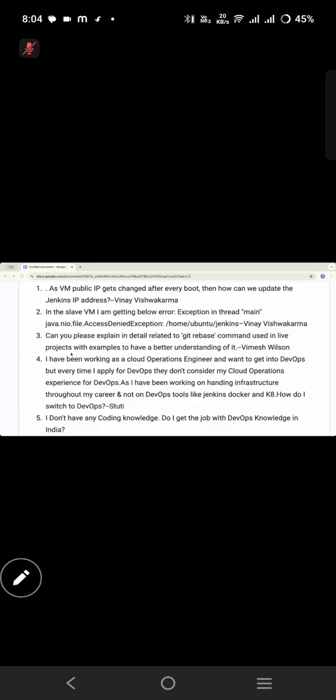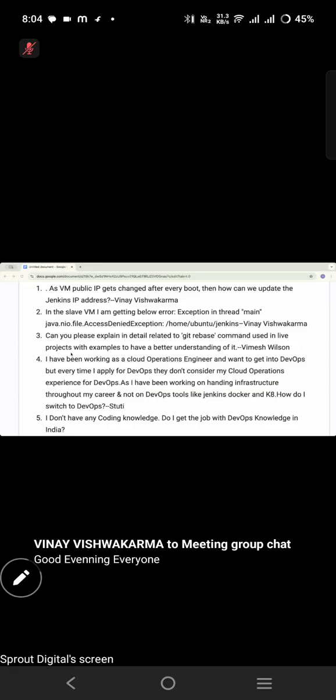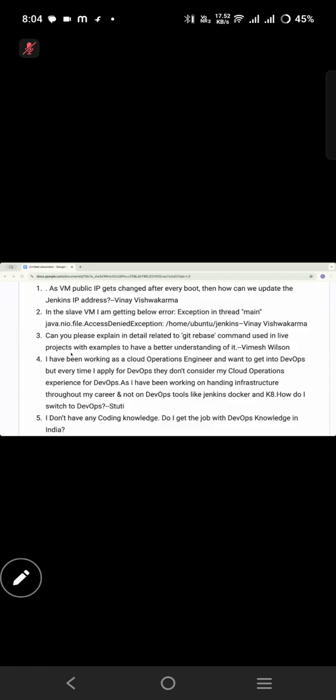As the VM public IP gets changed after every boot, how can we update the Jenkins IP address? That's a good question, you have started thinking ahead. In cloud machines, public IPs are ephemeral. They keep changing after reboot. But there are ways. In Google Cloud, we call it a fixed IP. In AWS, we call it an elastic IP. You can always request or create a fixed IP that you can assign to your VM. In production scenarios, we do that, and the IP will not change. So that's one way of doing it in organizations, because you don't want it to change, right?